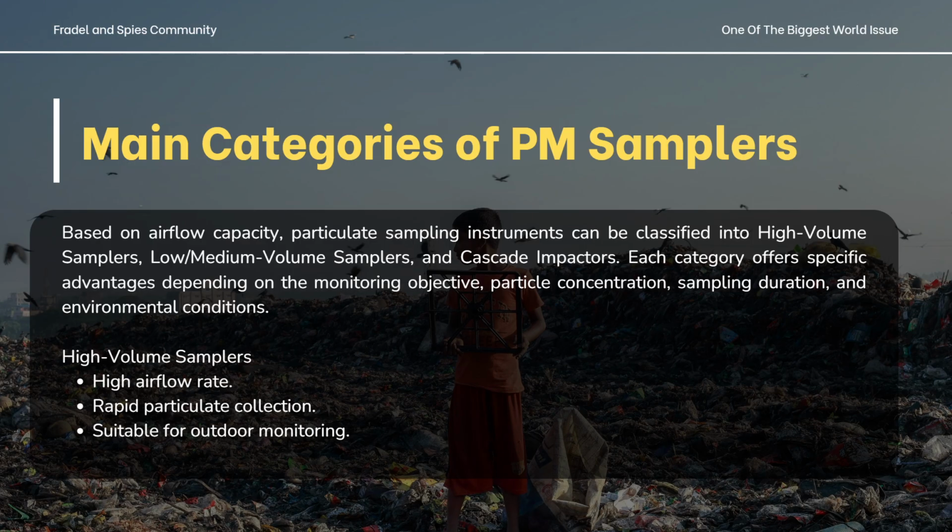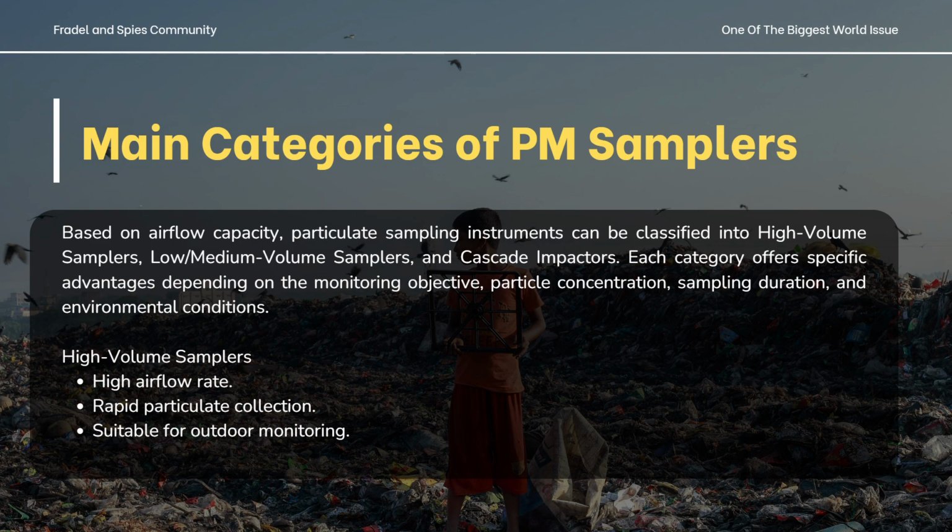The main categories of PM samplers are based on airflow capacity. Particulate sampling instruments can be classified into high volume samplers, low to medium volume samplers, and cascade impactors. Each category offers specific advantages depending on the monitoring objective, particle concentration, sampling duration, and environmental conditions.